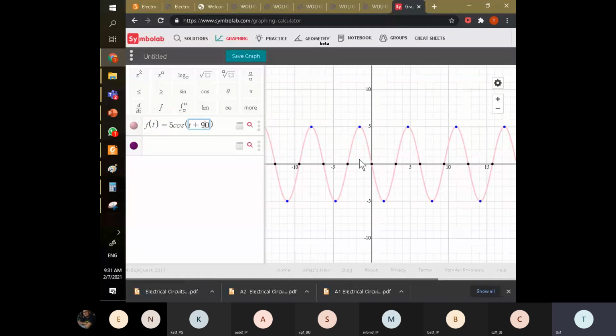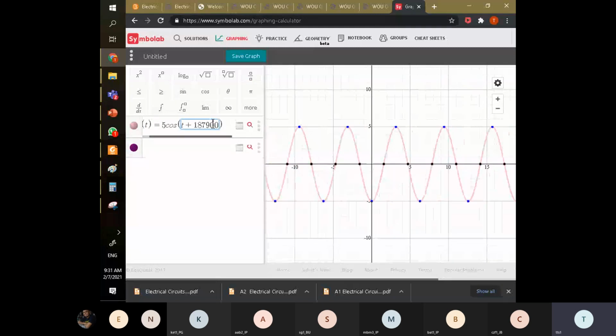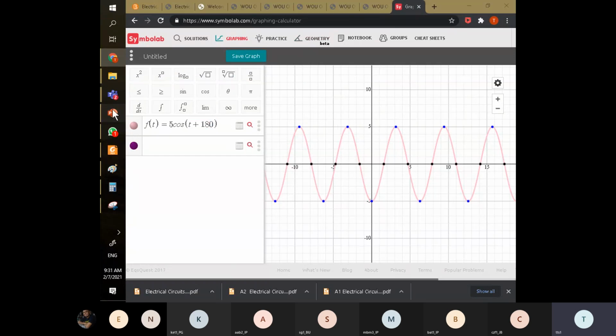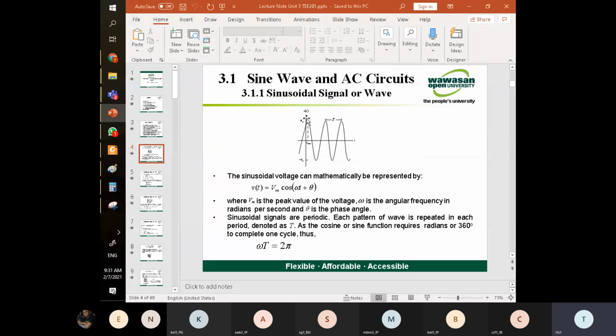Plus 90, plus 180 will move to this point here. 0 is this point, right? 180 is this point. So you move to the left-hand side here. Here it's a bit confusing, it looks like it really moved to the right-hand side. It should move to the left actually. Okay.